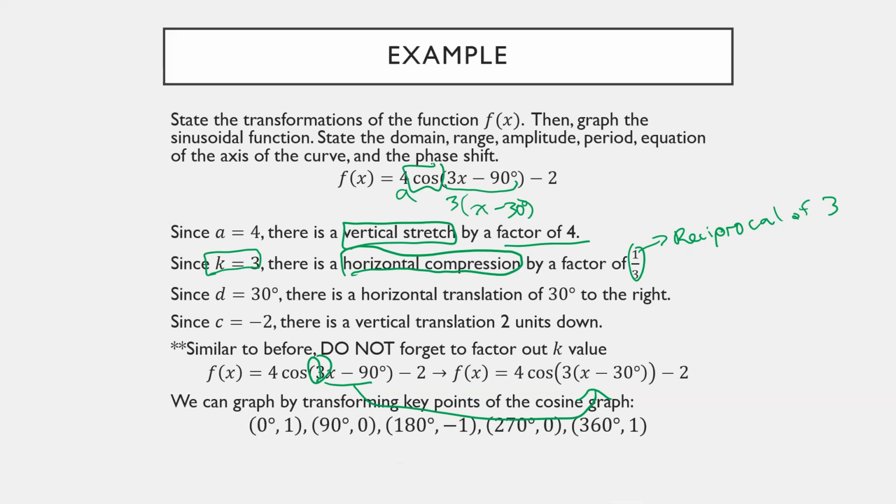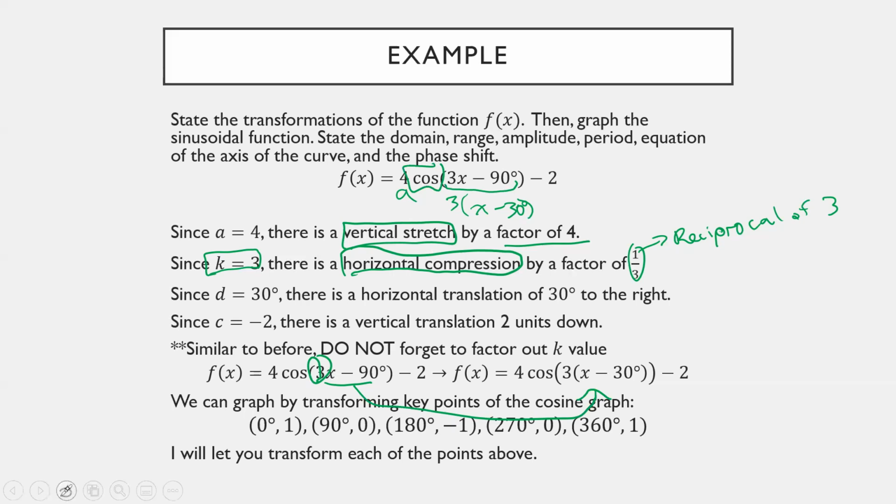The only difference is that the key points are now different: 0 degrees and 1, 90 degrees and 0, 180 degrees and -1, 270 degrees and 0, and 360 degrees and 1. In class, I would let you transform each of these points, but just to make sure we know how to do the mapping rule, let's go through them step by step.